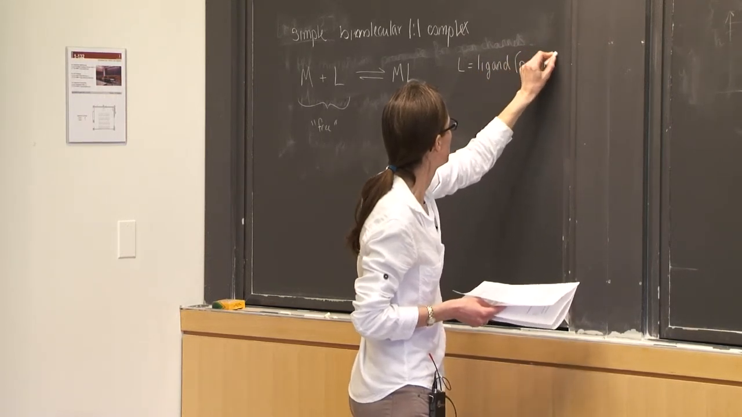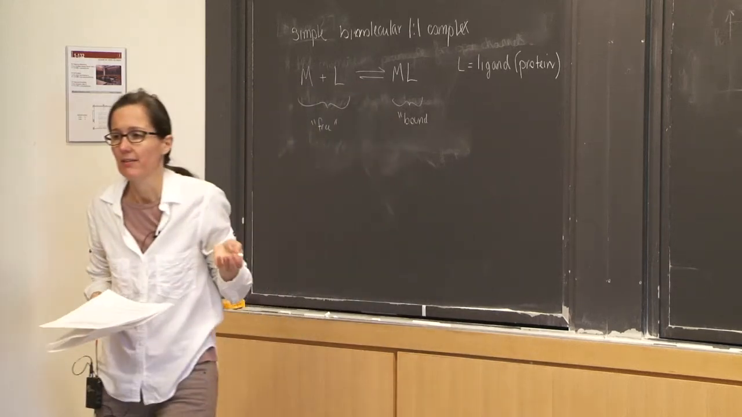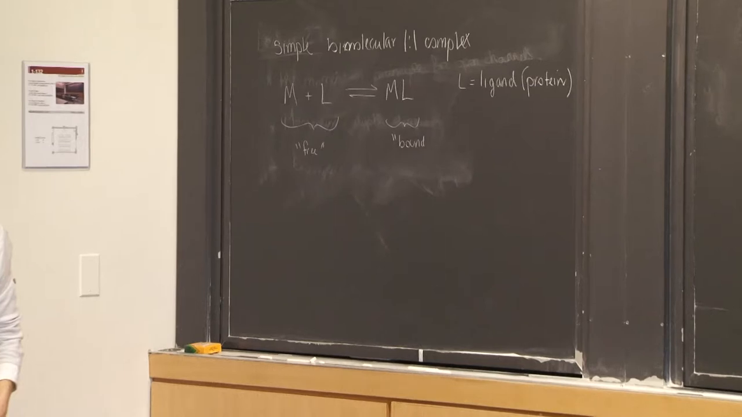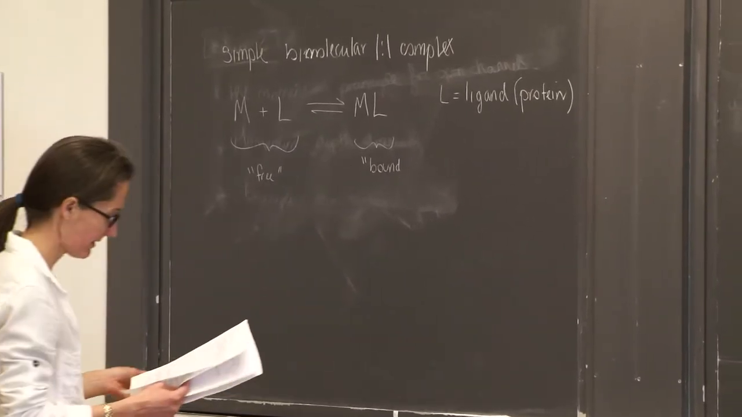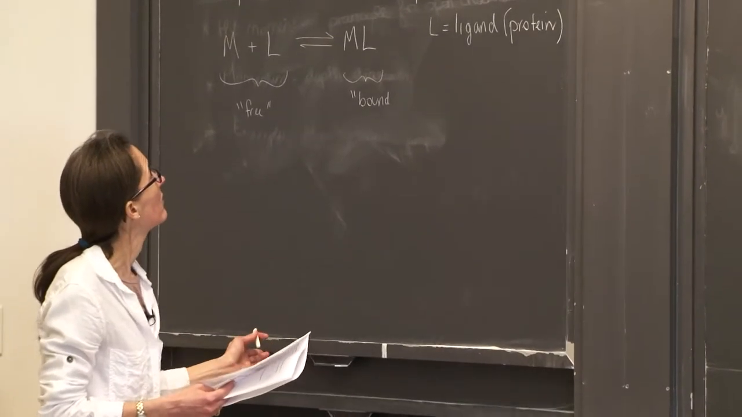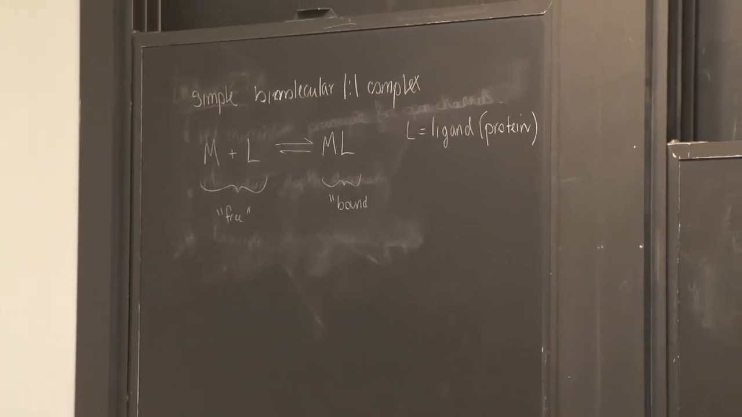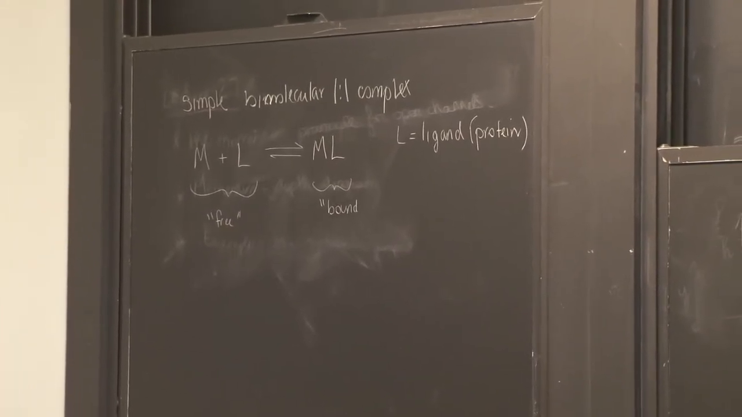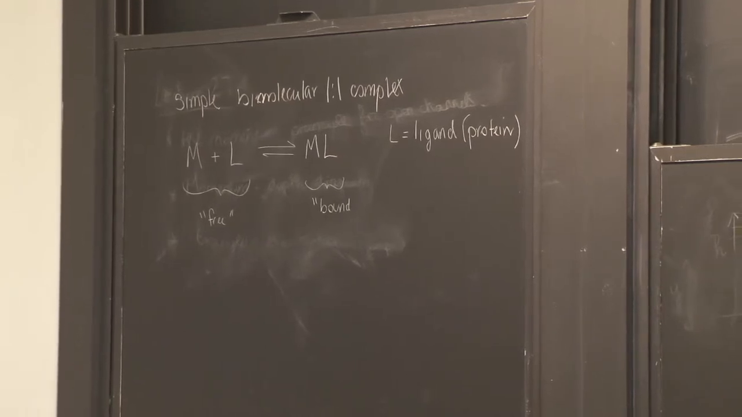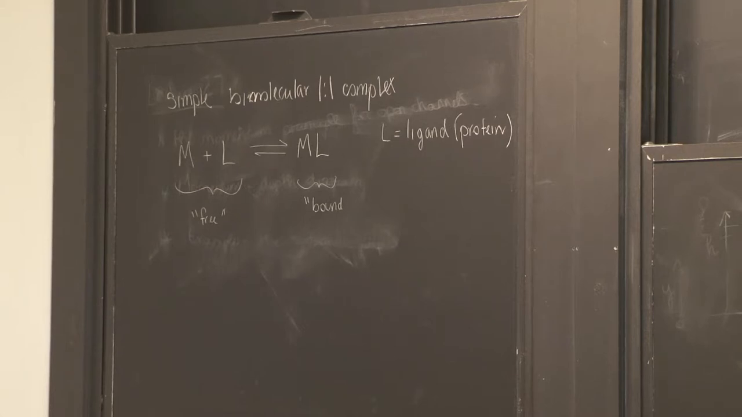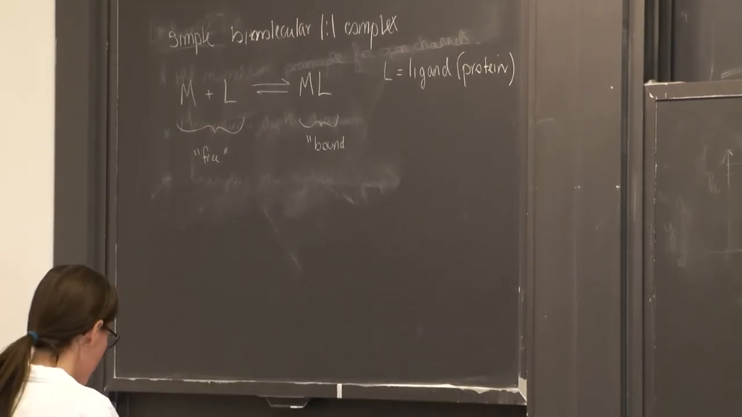Okay, and today we'll think about the ligand as being some protein that has a site for a metal, but it could also be a small molecule, for instance. Right, so in introductory chemistry, we typically talk about affinity constants for equilibria. In biochemical experiments, people often report affinity as a KD, so dissociation constant, right?